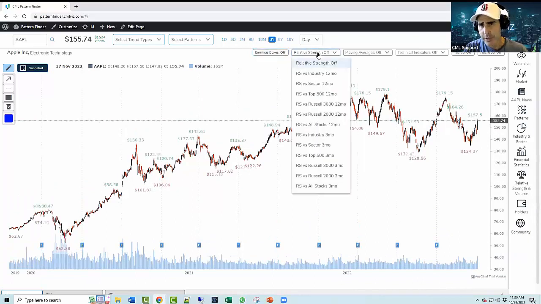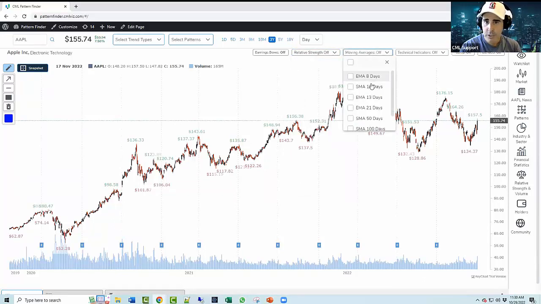Any kind of relative strength charting you want to do, we really pride ourselves on giving you all the options. Just for example, this would be Apple versus its industry over a year, versus its sector over a year, versus the S&P 500 over a year, versus the Russell 3000 over a year, versus the Russell 2000 over a year, versus all stocks, all 8,000. And then the same thing over 3 months. That's how you would add it to the chart.